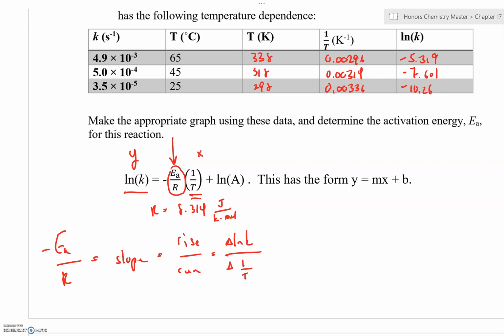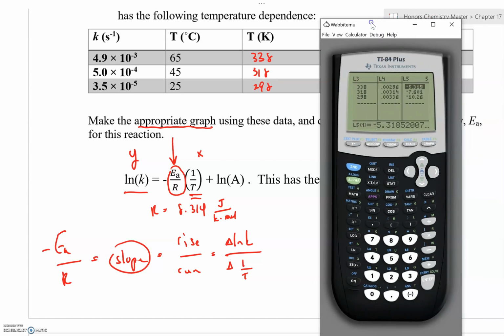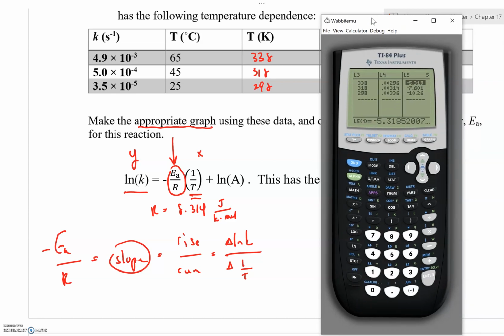Now, this would be where I would tell my students to find the delta 1 over T and find the delta natural log of k, but that's not necessary. All we want is the slope. It even says to make the appropriate graph, but we don't have to because we have this guy. So we're not even going to make the graph. I mean, you can if you want.